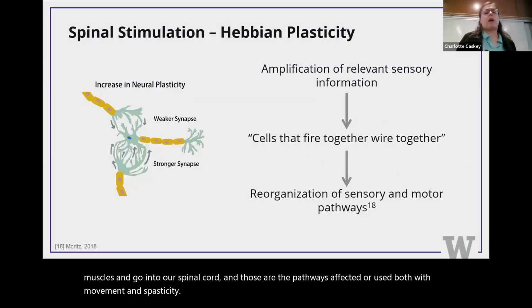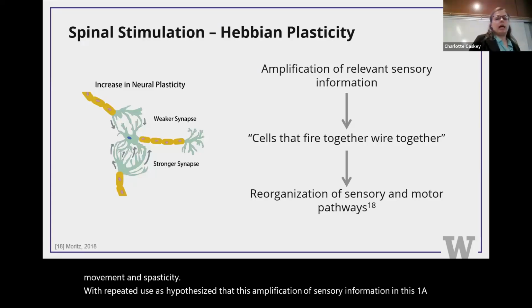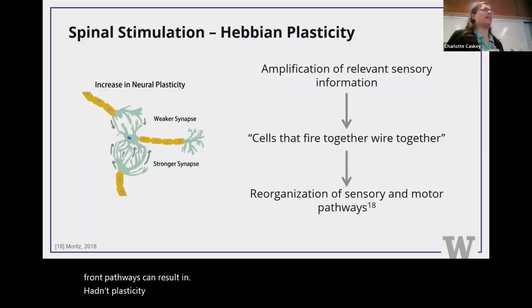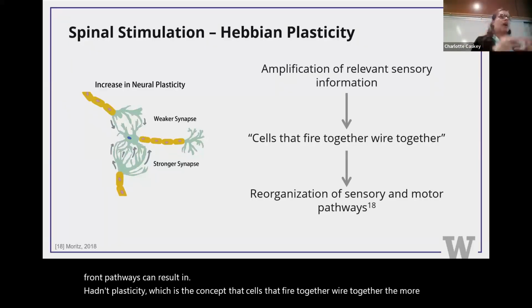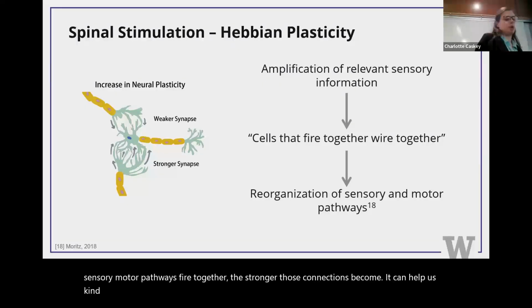With repeated use, it's hypothesized that this amplification of sensory information in those 1A afferent pathways can result in Hebbian plasticity, which is the concept that cells that fire together wire together. The more those sensory and motor pathways fire together, the stronger those connections become. It can help us organize that idea of neuroplasticity.